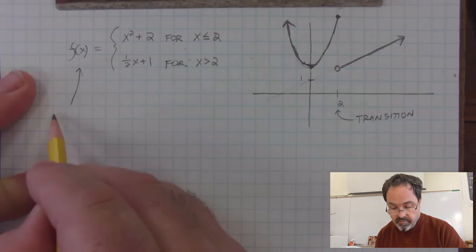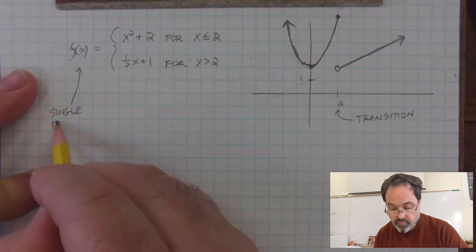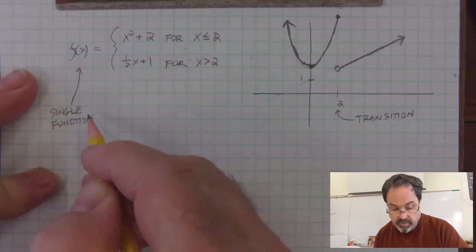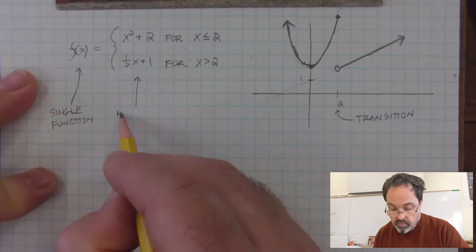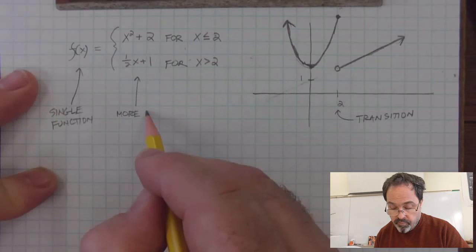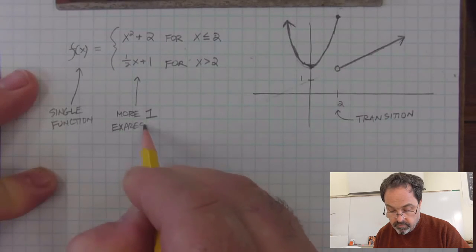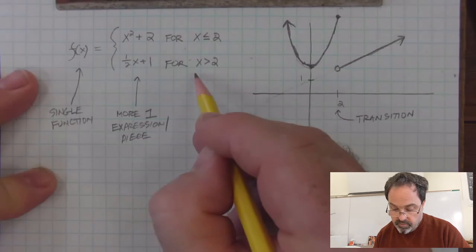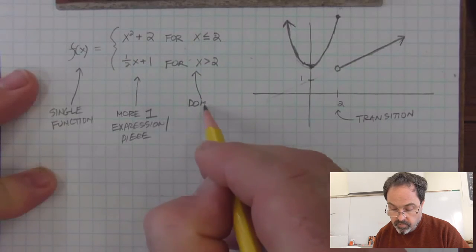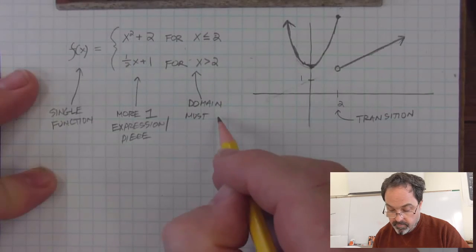It's important to note that this is a single function. It's not a function of two functions. It's just a single function. And in this case, we must have more than one expression or piece for it to be piecewise. In this case, we have two. And the definition includes domain. And the domain must not overlap.